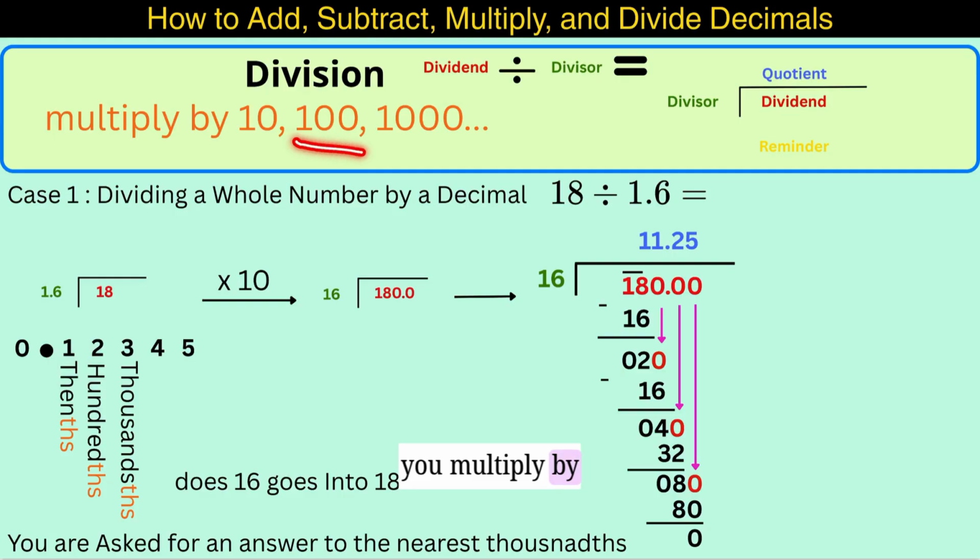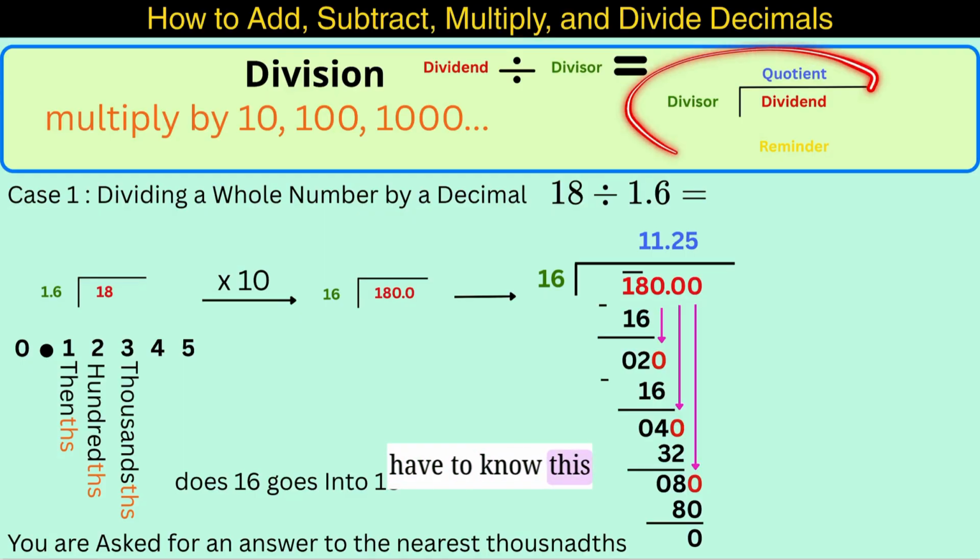When you multiply by 100, 2 zeros here, then I'm going to move the decimal point 2 places. So the decimal point will be in here. When you multiply by 1000, same thing. So 3 zeros. 1, 2, 3. I'm going to put the decimal point in here, etc.